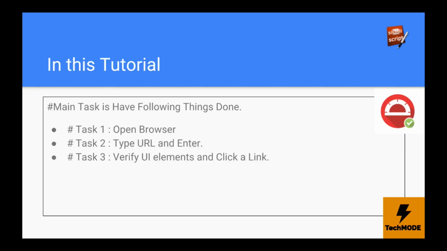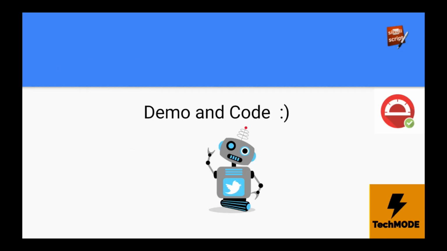What we are going to do in this tutorial is open a particular browser, type a certain URL and press enter, and we will verify certain elements as well as click on certain ones. We'll be using most of the locators that we already saw in the previous slides, and we're going to learn how we can use them and how we can proceed with them. So let's start the demo and code part. See you guys in the demo.